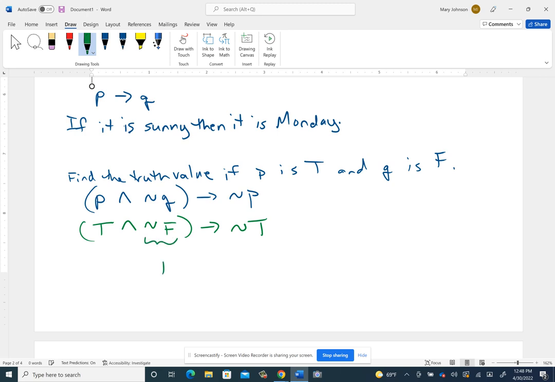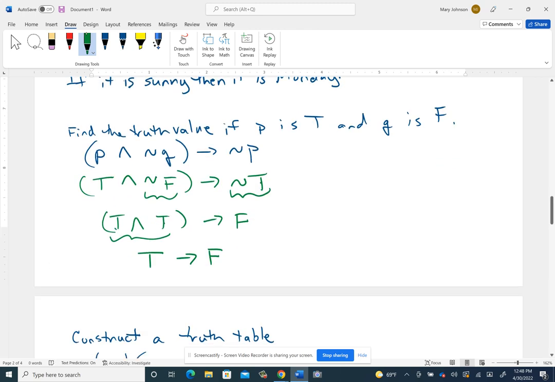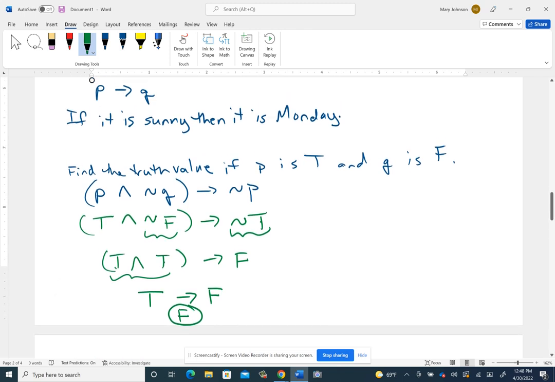So not F would be true. True and true. Oh, not true would be false. Okay. True and true would be true. And true followed by false like that would be false. So the truth value of that statement would be false. Okay. Now, instead of just asking you for a truth value, that's all you have to do. If they ask you for a truth value and they give you one particular instance, P is something and Q is something, that's all you do.